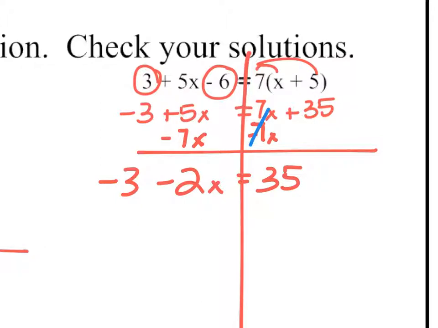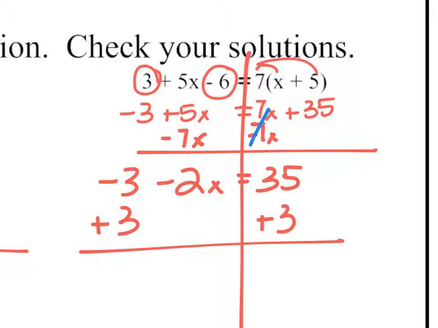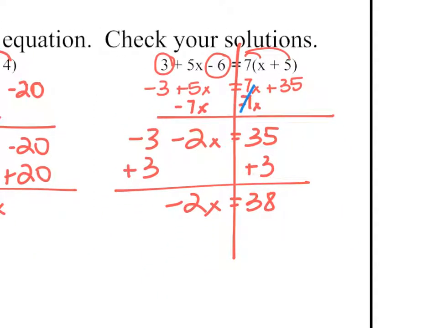Because we're going to add 3. And divide by negative 2. Remember, it's not subtraction, it's multiplication, so you have to undo it with division.